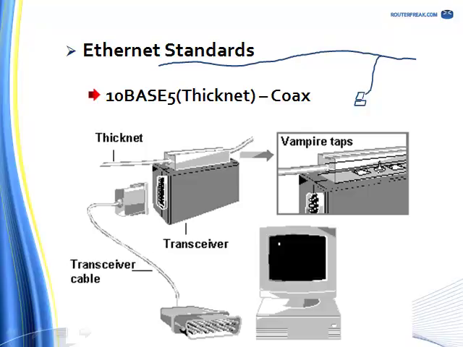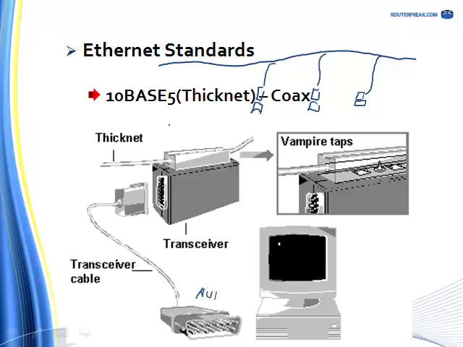They were called vampire taps because they had these little teeth that would pierce the shielding on the thicknet cable to make contact with the wire inside, and then this transceiver here would convert that signal to be run over the thinner cable to an AUI. This is an AUI connector. Some people may remember this, and then finally plug into your computer. Well, you had a lot of these little taps that would go in along the way throughout the office to cable up your network.